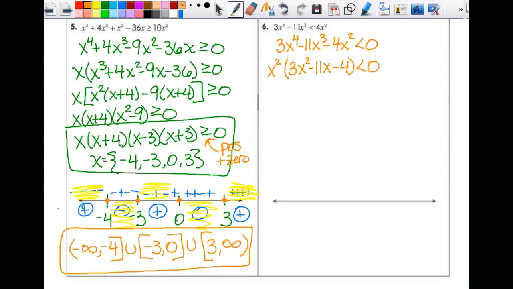So you go ahead and factor, find your zeros, do your sign chart. When you get to your sign chart, are your circles going to be opened or closed? Open, because this is less than. Okay, good. I'll give you a minute to do that.